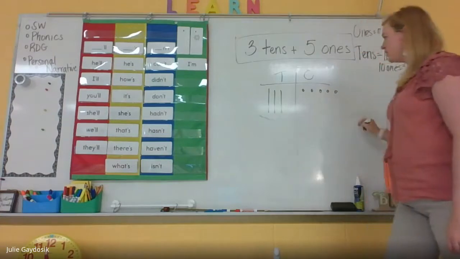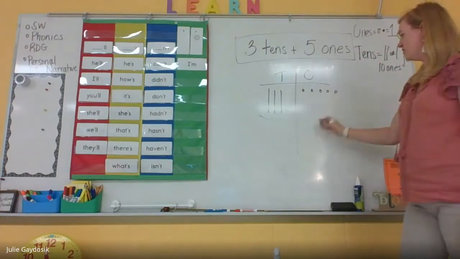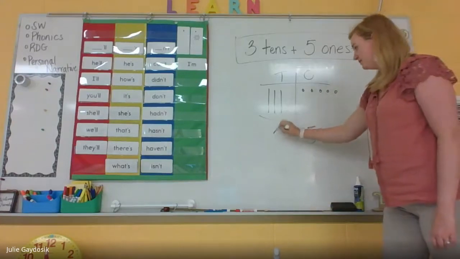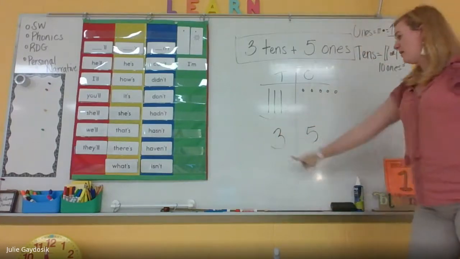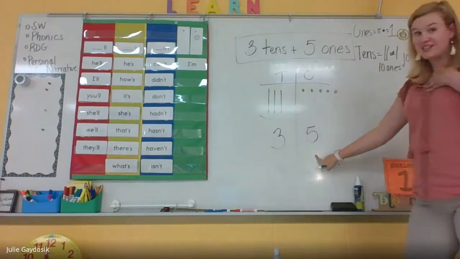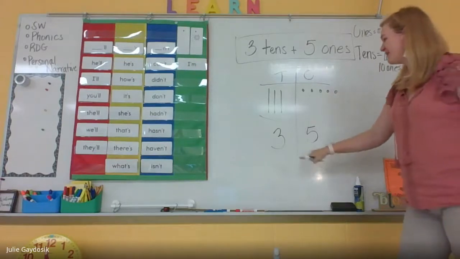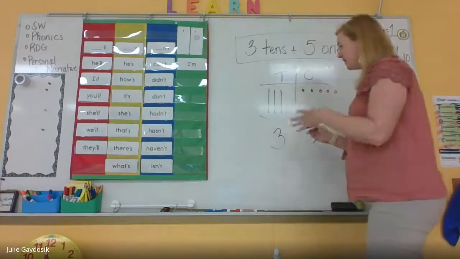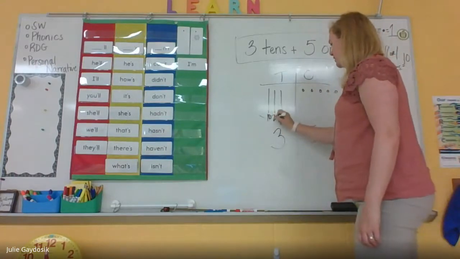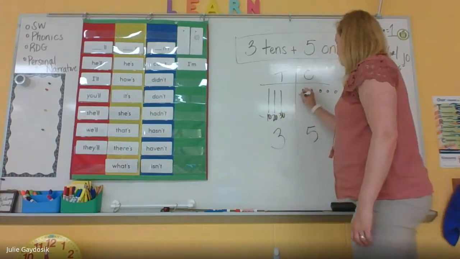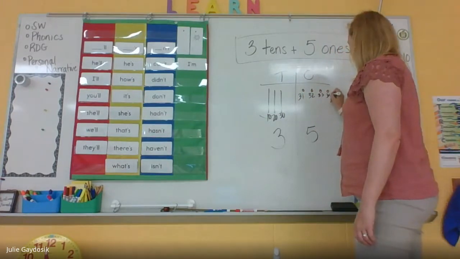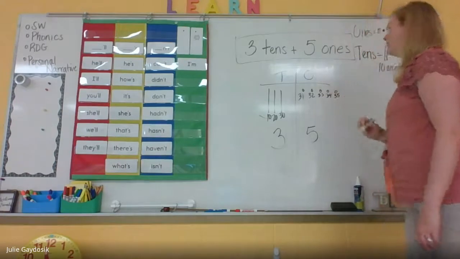Then what I'm going to do is count. I have 1, 2, 3, 4, 5 ones. I have 1, 2, 3 tens. My number should be 35. However, I'm going to double check. 10, 20, 30, 31, 32, 33, 34, 35.